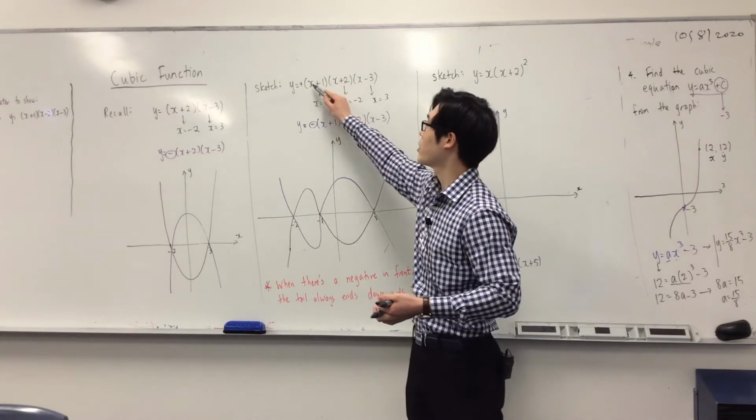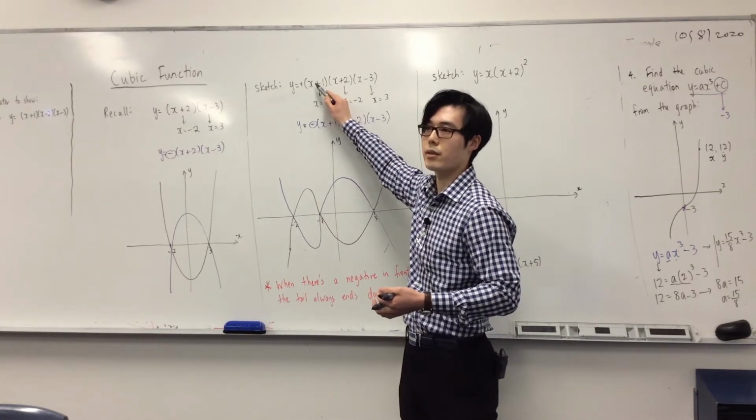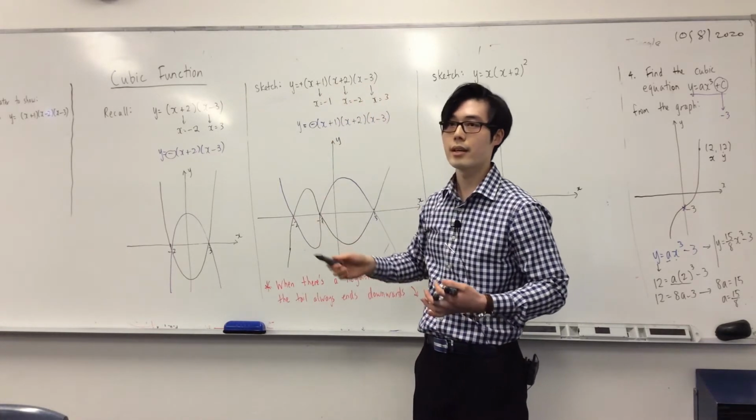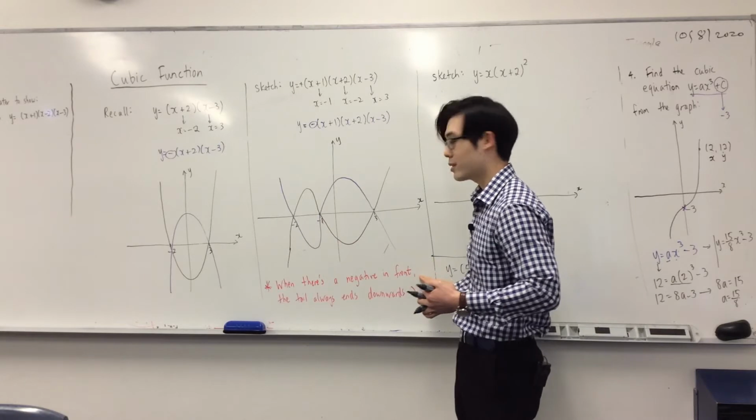To find the y-intercept, you just substitute x equals 0. 0 plus 1 times 0 plus 2 times 0 minus 3. Girls, this is a very important note.